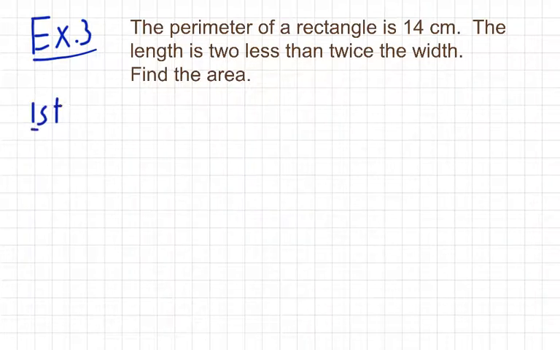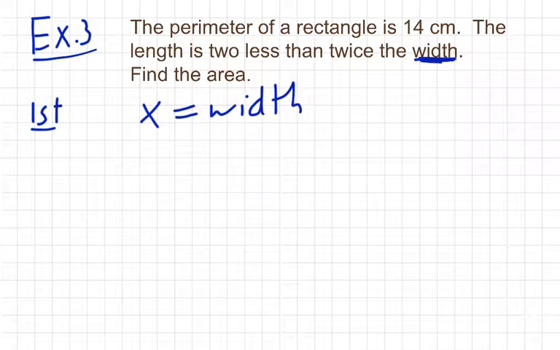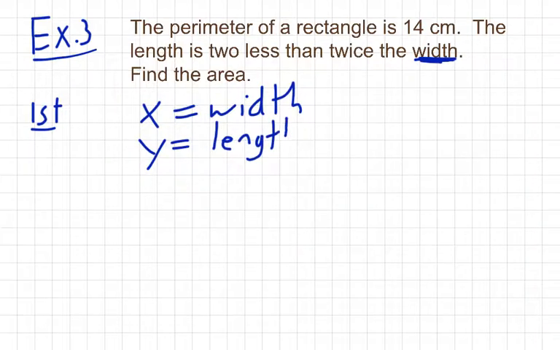Alright, first step. We want to establish or define our variables. So I could let x be the width, and I'm going to do that because I see everything is in relation to the width. So x is going to be the width, and if I make x the width, then I'm going to make y my length.